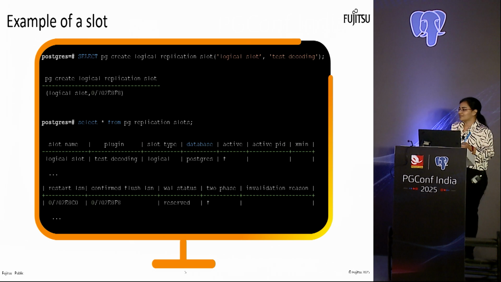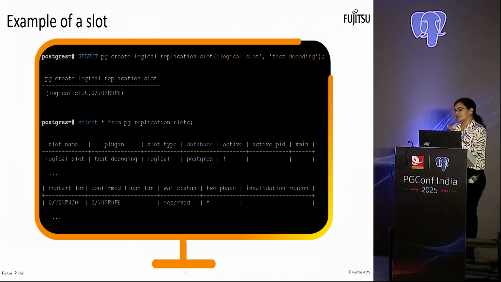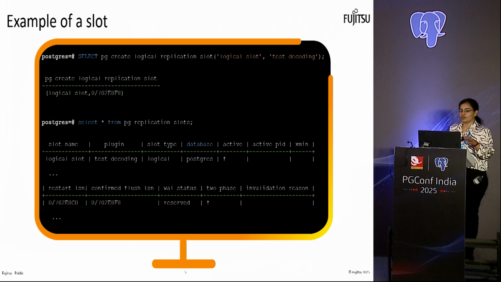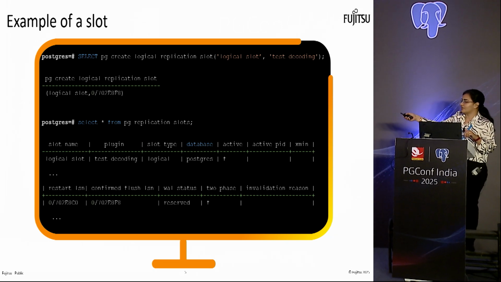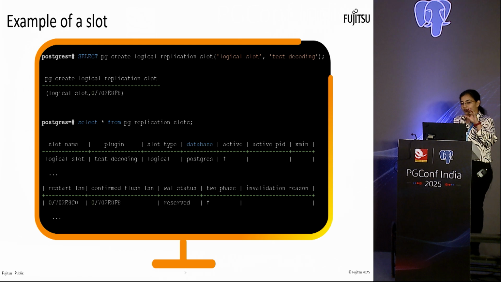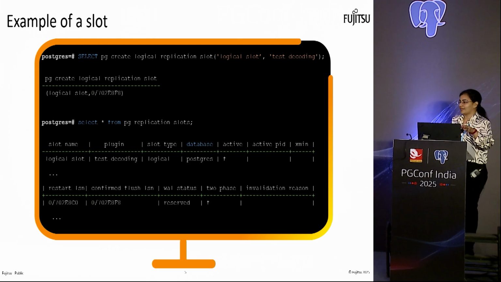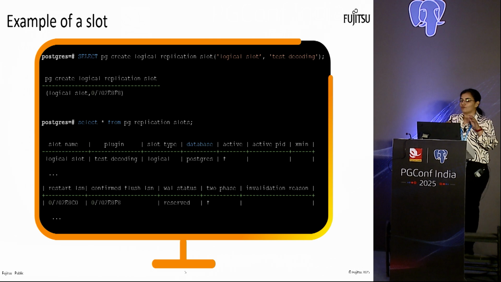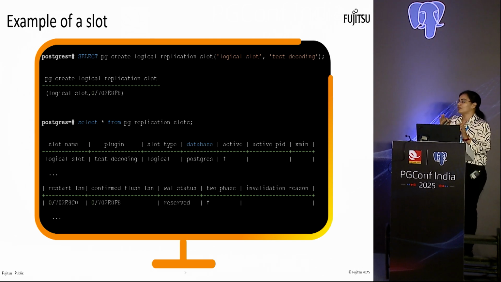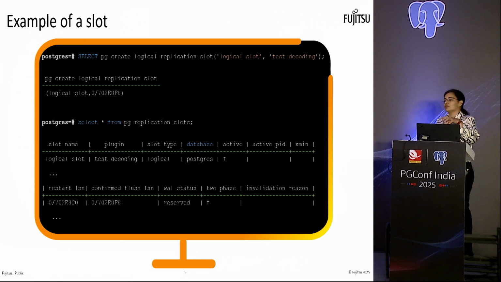Also, restart_lsn is the oldest WAL location which is required by this slot. You can see wal_status is reserved, which means that if this slot has restart_lsn at some location, the WAL beyond that location will not be removed. We also have confirmed_flush_lsn. This is the WAL position up to which the subscriber tells the publisher that it has flushed all the changes. So this is a confirmation location.